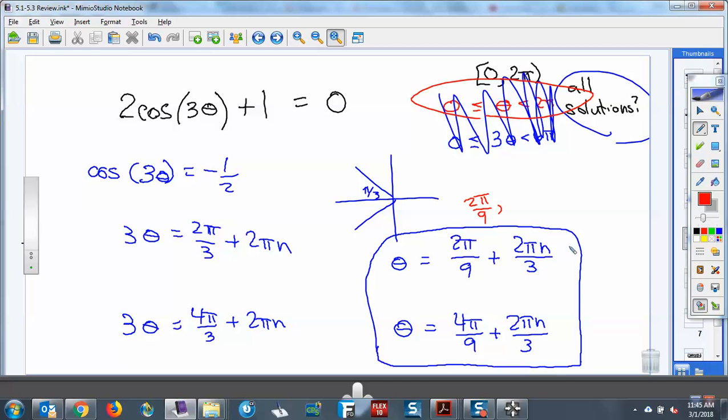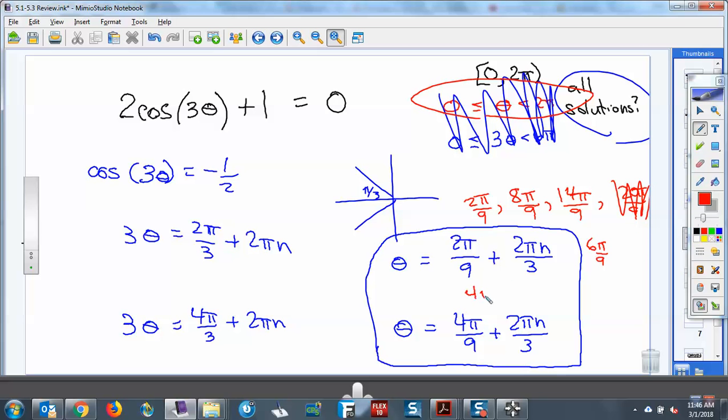Then let's add on 2 pi thirds, which would be what? How many pi ninths? Would that be 6 pi ninths? Right? So let's add on 6 pi ninths to that. What's that? 8 pi ninths. And then let's add another 6 pi ninths on. 14 pi ninths. And now let's add another 6 pi ninths on. What's that? 20 pi ninths. Oh, wait a minute. I just went past 2 pi, didn't I? Because that 2 pi would be 18 pi ninths. So I just went past 2 pi, so I would know to stop.